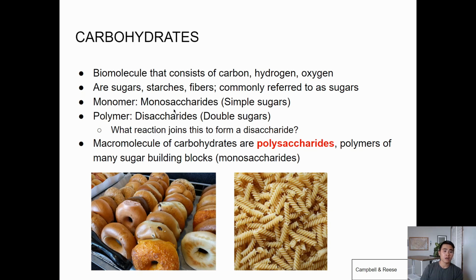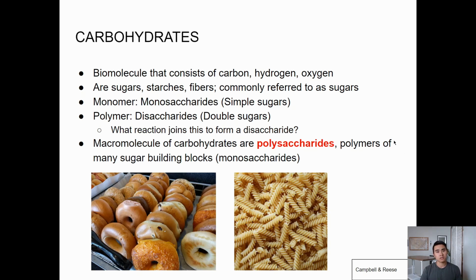So the monomer of a carbohydrate, remember that individual Lego or that individual subunit, is a monosaccharide. So mono is one, and saccharide is sugars, so it's simple sugars. The polymer is the disaccharides, double sugars, or polysaccharides for polymers. And one question that I want you to continue asking is what reaction joins this to form a disaccharide? So what reaction is facilitating the joining of two different monomers to form a polymer?